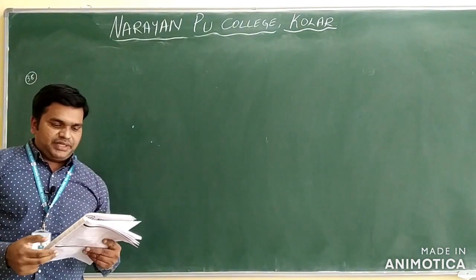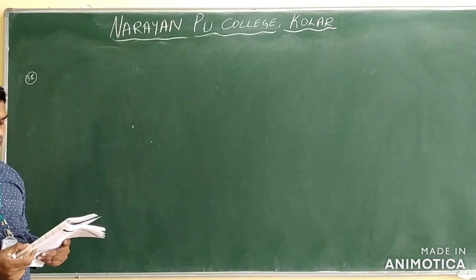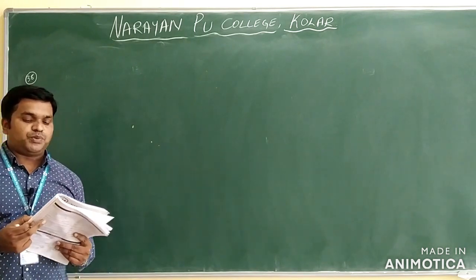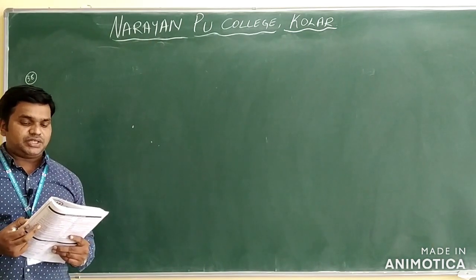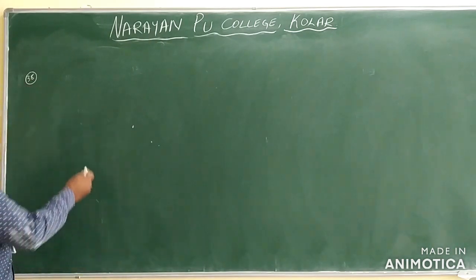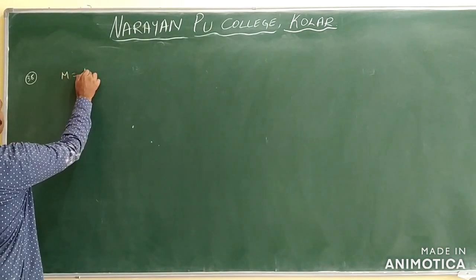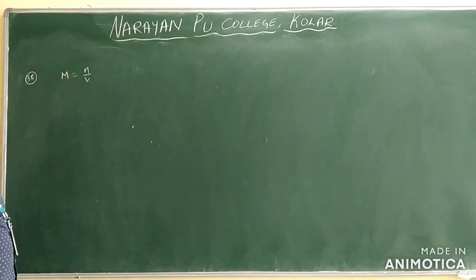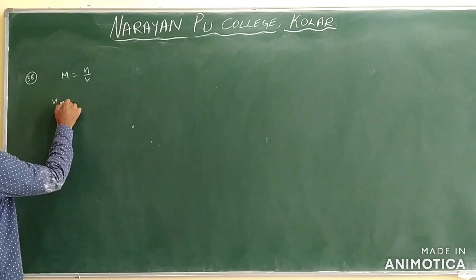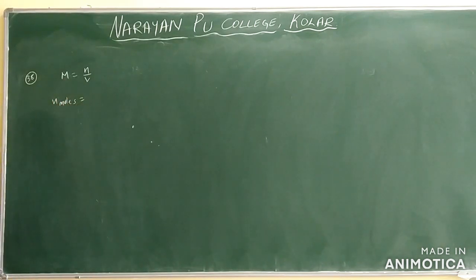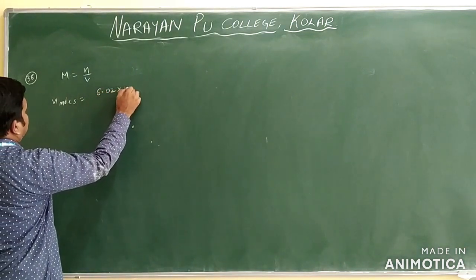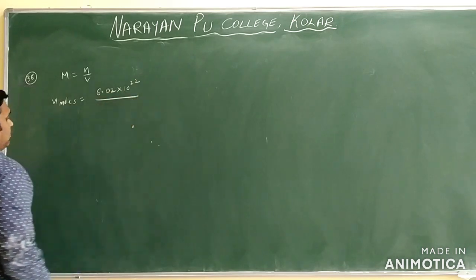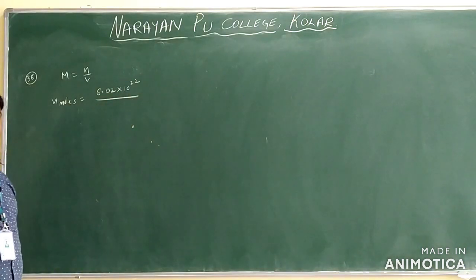Next we will see question number 38. We have 500 ml of glucose solution that contains 6.022 into 10 power 22 molecules. You have to find the concentration of the solution. So molarity is equal to n by volume. How can you find the number of moles here? They gave the number of molecules, 6.022 into 10 power 22. But what is the number of moles? Actually 1 mole contains Avogadro number of particles or molecules.